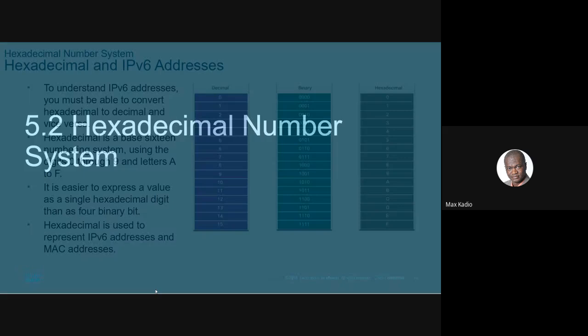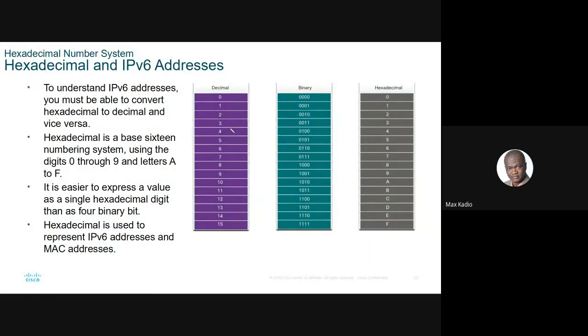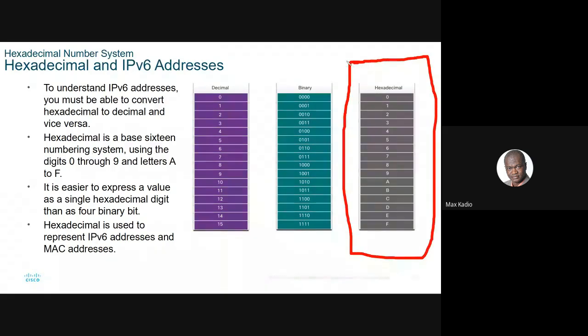Now hexadecimal is the most easy. So this is hexadecimal here. And it's used by what? By MAC addresses. So it starts from 0. When it reaches 9, there is no 10, it starts with A, B, C, D, E.